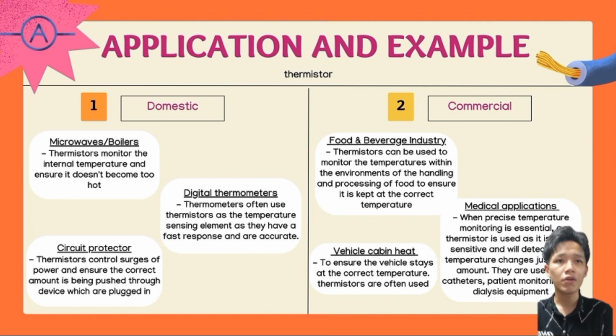It has the food and beverage industry. Thermistor can be used to monitor the temperature of the environment during the handling and processing of food to ensure it is kept at the correct temperature.